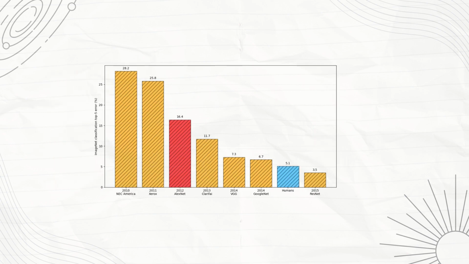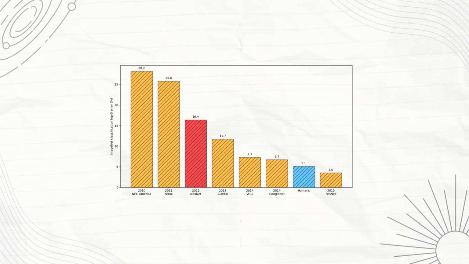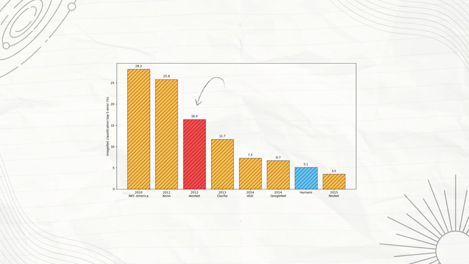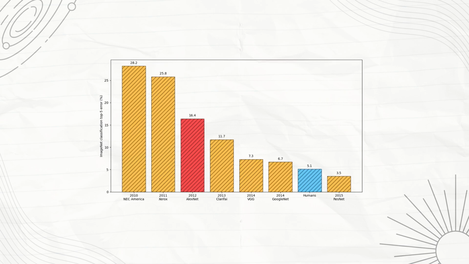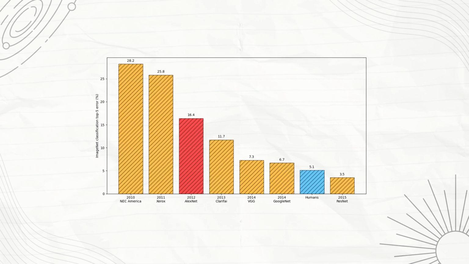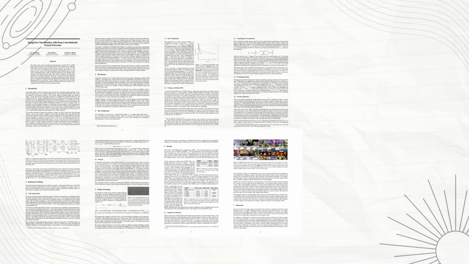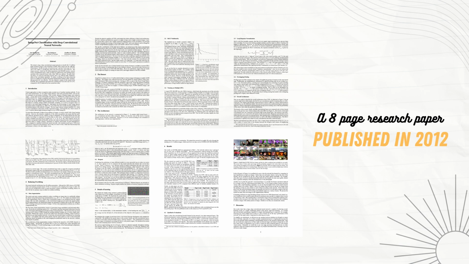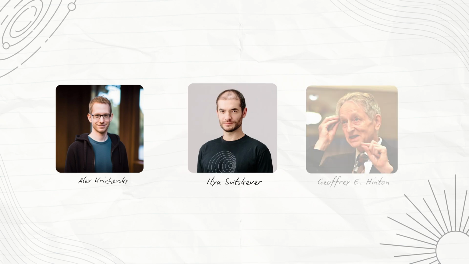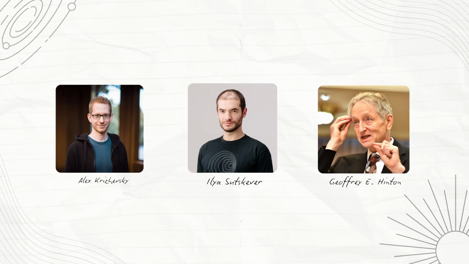In 2012, a deep learning breakthrough shook the world by outperforming every architecture that came before it, proving the potential of deep learning. The model that started this was AlexNet, an 8-page paper that ultimately won the ImageNet competition in 2012. Proposed by three researchers, Alex Krizhevsky, Ilya Sutskever, and Geoffrey Hinton, this architecture was the turning point for the artificial intelligence revolution to start again.